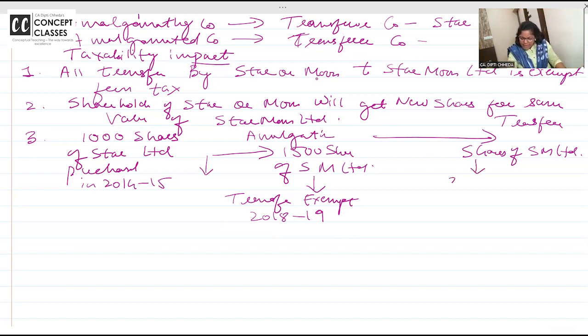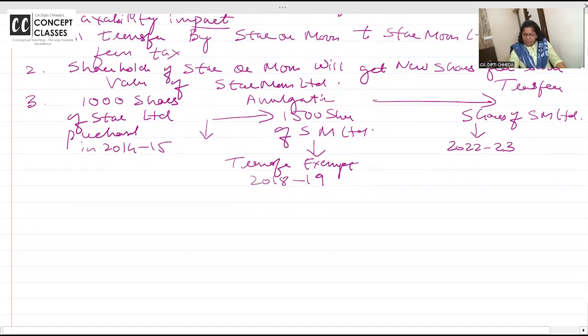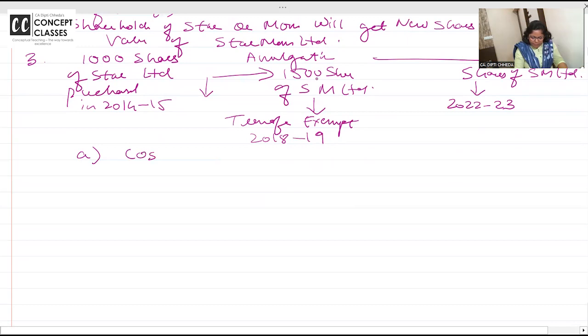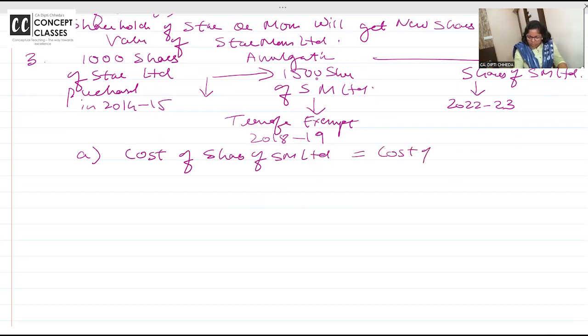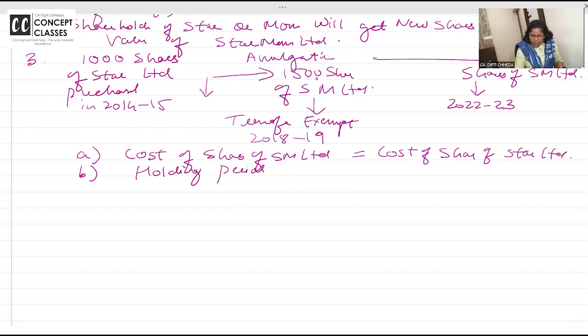Now we have sold the shares in 22 and 23. Now the first impact, I am writing: cost of shares of SM Limited is equal to cost of shares of Star Limited. Are you all following? What will be my cost of shares of the SM Limited? Cost of the shares of Star Limited. Okay? Second, holding period. Holding period will start. My holding period will start from where? 14-15 or 18-19? 14-15.